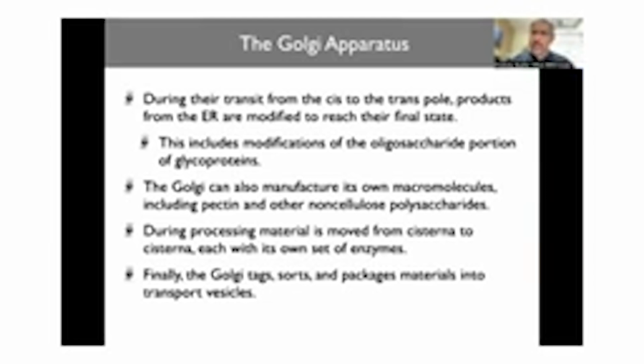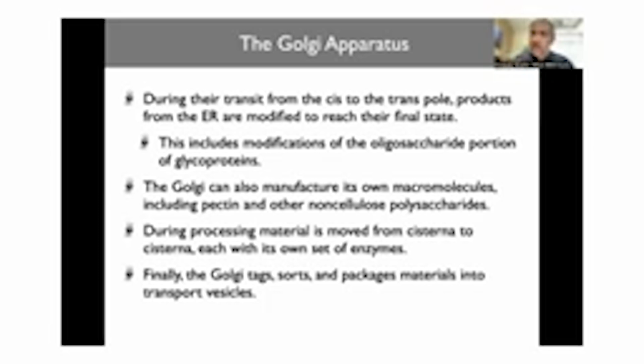Among the things during this transit from the cis to the trans end of the Golgi, things that come from the ER are modified, as I said, and reach their final functional state. Among the modifications is the addition of sugars, oligosaccharides, which are added to proteins to make glycoproteins, which are sugar-modified proteins. And the glycosylation of proteins is one of the major changes.